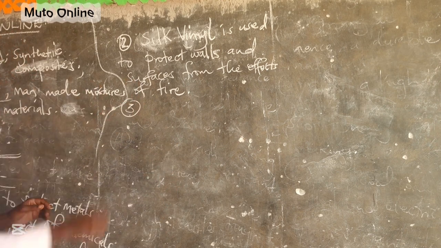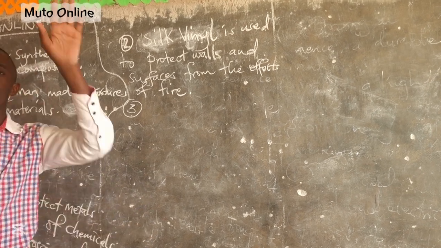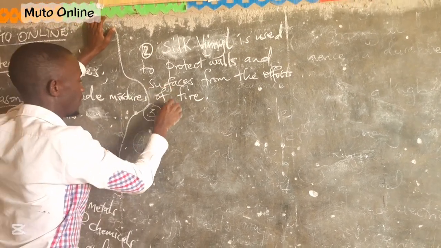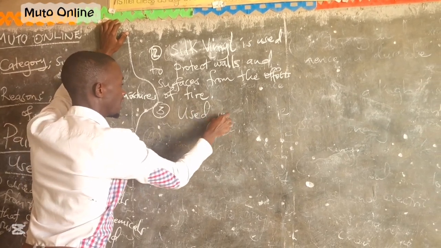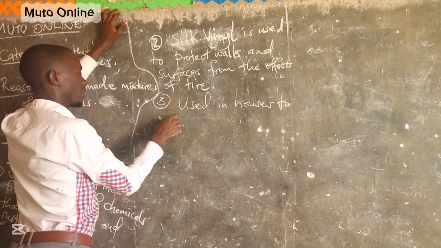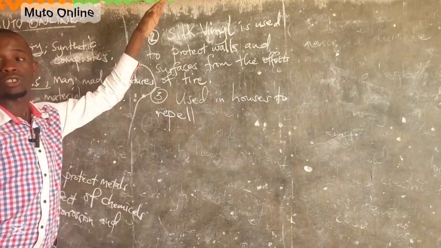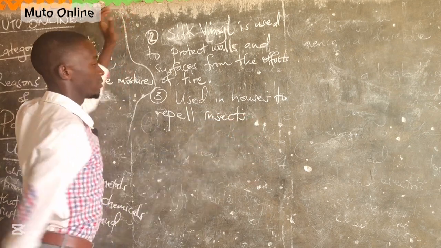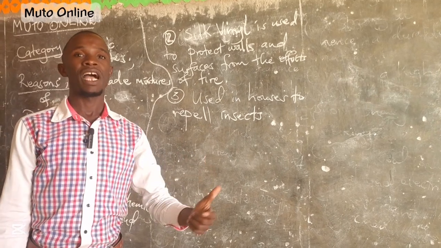Have you ever heard that in certain houses they use paint that repels mosquitoes and other insects? Yes. So the paint is used in houses to repel insects, and not only houses, even other things like pieces of wood are painted to repel insects. Some of the insects cannot go where some paints are applied.